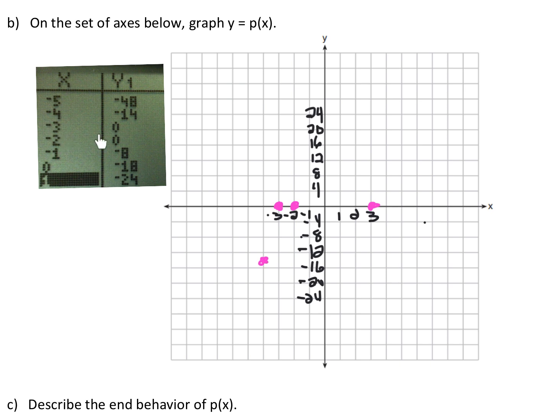We already have 3, 0 and negative 2, 0. So now let's graph negative 1, negative 8. At negative 1, we're going to be down at negative 8. So right there. At 0, we're going to be at negative 18. So at 0, we're going to be down here at negative 18.